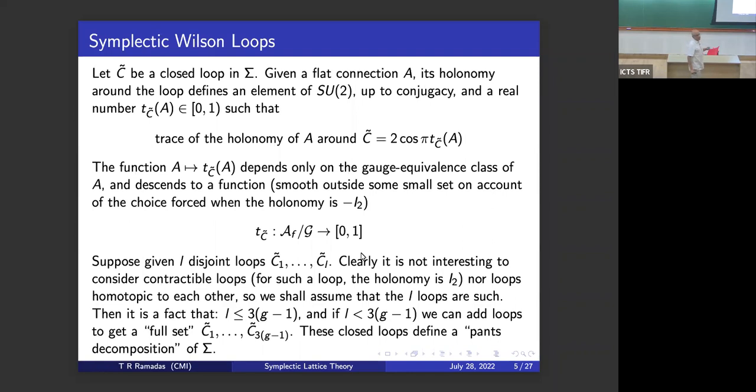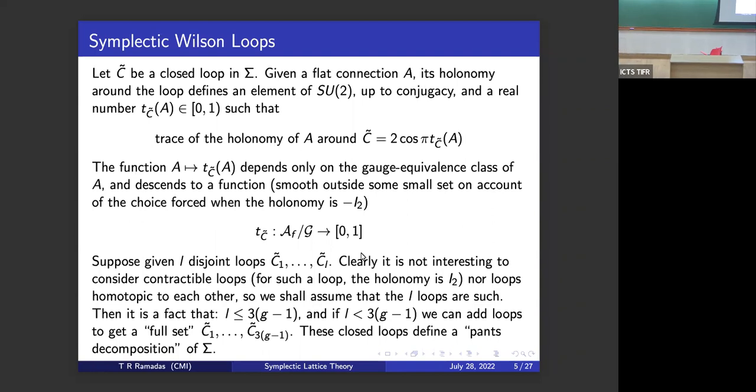And then it is a fact that you cannot have too many of such loops. You can have at most 3 times G-1 such loops. And if you have strictly less than 3 times G-1, you can add some more loops to make it a full set, not in a unique way. If you do this, you get what's called a pants decomposition of the surface.